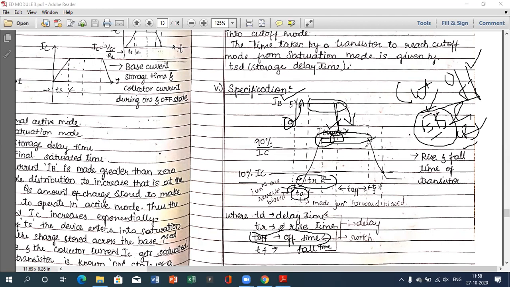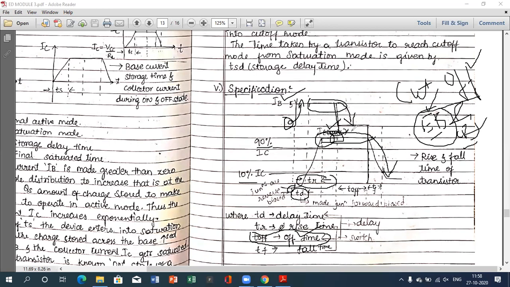This is because of the delay in the base with respect to the collector. That's why it remains in saturation when the base current reaches 0, for the T off time. After the T off time, at this particular point, the collector current starts falling. This time we call TF, the fall time of the collector current.